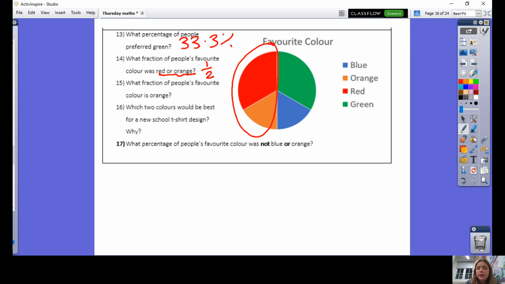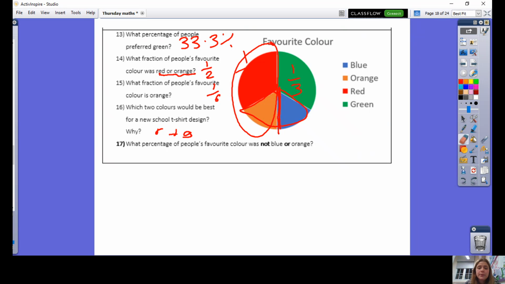What fraction of people's favourite colour was orange? Now, this was a little trickier. I know that this is 1/3 and I know that red is 1/3. These two together are another third. Half of a third is 1/6. Don't worry if you found that one tricky. We hadn't seen an example like that. Which two colours would be best for a new school t-shirt design? The most popular colours, which were red and green.